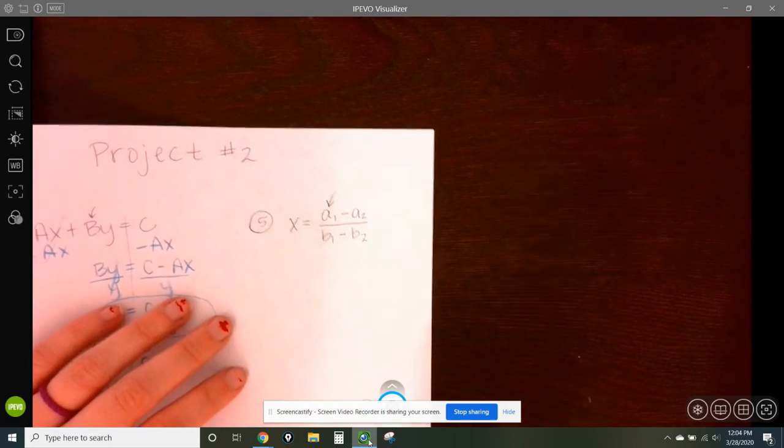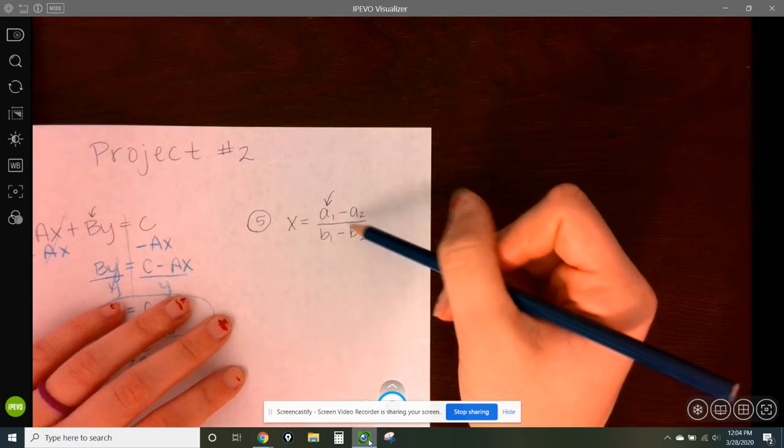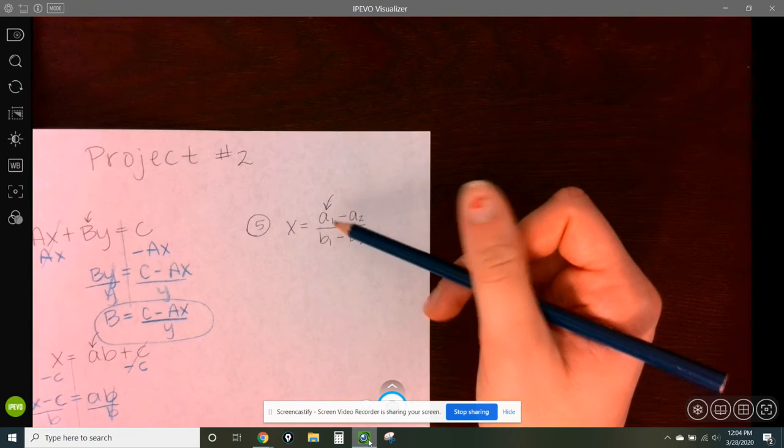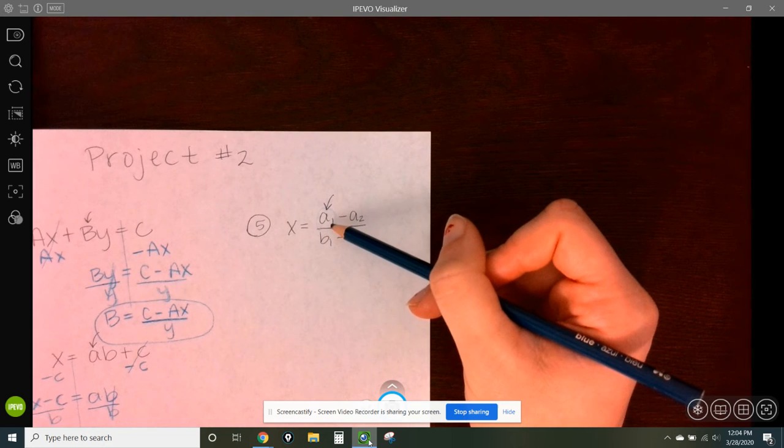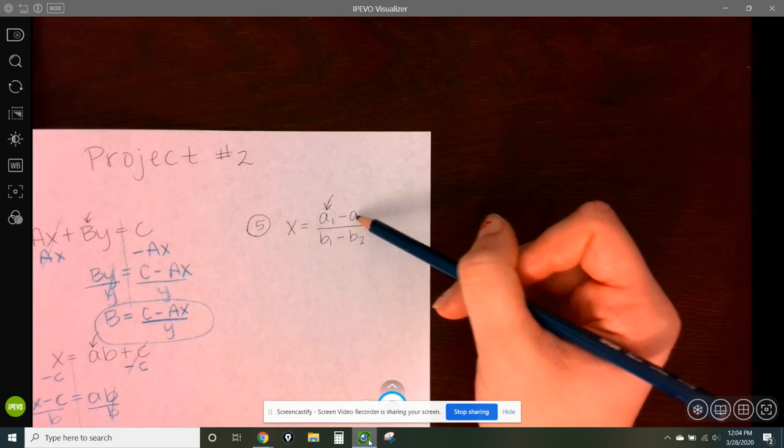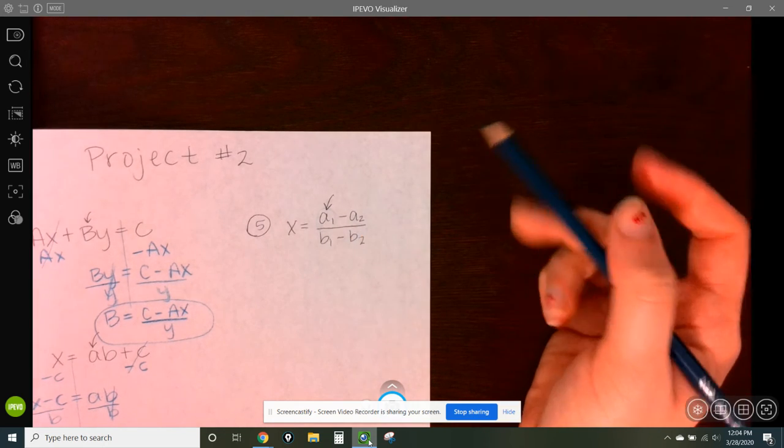And I have one more for you. So here's one that's starting out as division. So that's a little bit different. So make sure you write this one down. We're trying to solve for this a1. That's how you say this, by the way, a1. This is a2, b1, b2.